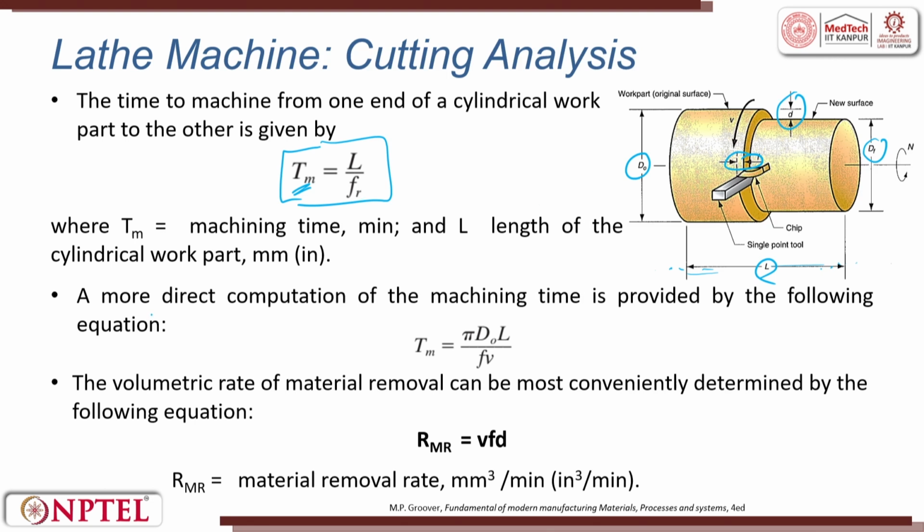In order to have a more direct computation of the machining time, T will be pi d naught into L divided by the feed rate into velocity. The volumetric rate of material removal will be V into F into D. So, this is the volumetric rate of material removal. With this you will get a feel for what the process parameters are and how these process parameters affect my machining time.